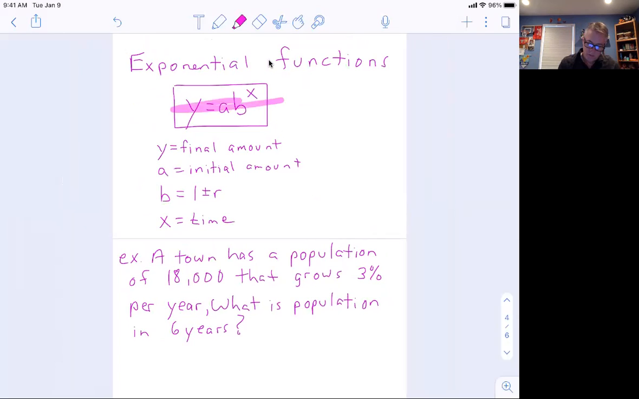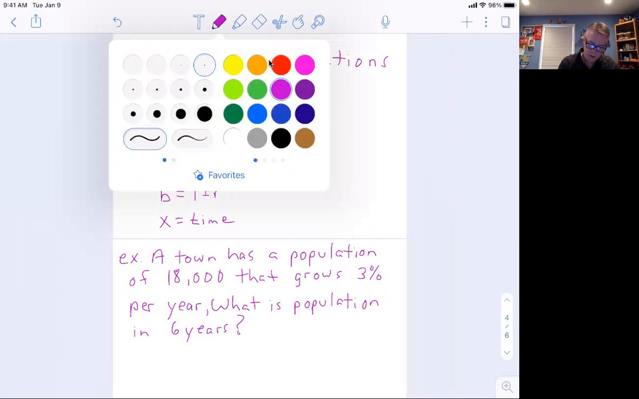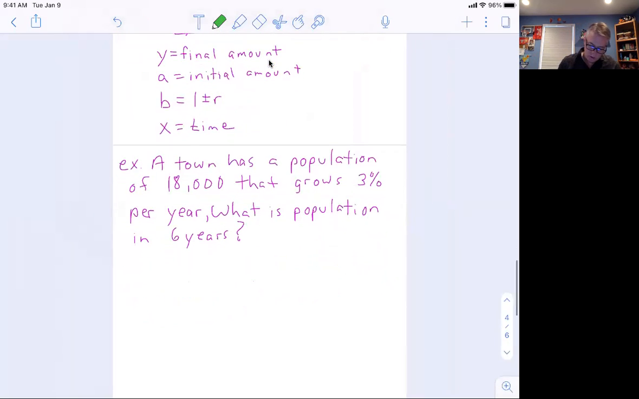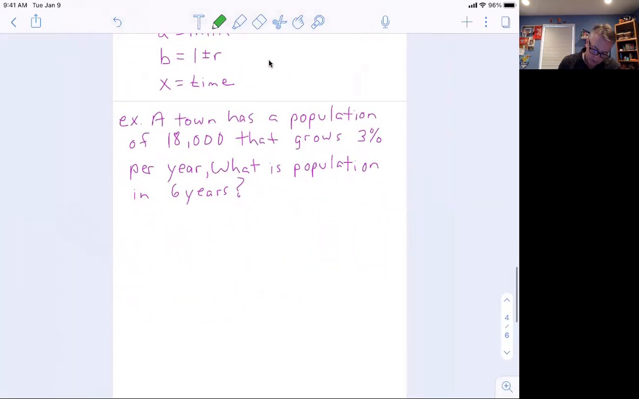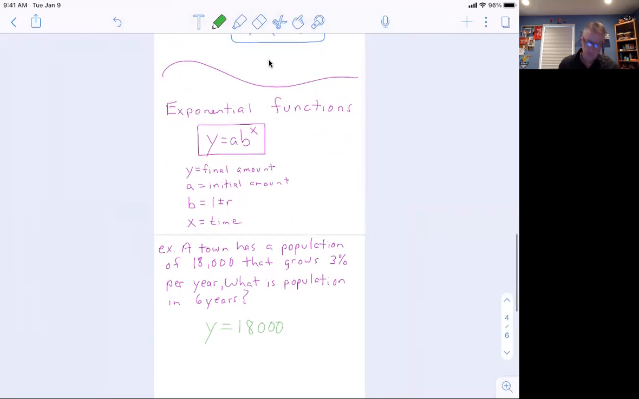We're going to use this formula. We're trying to find the final amount. So we want to write y equals, we want to know the final amount with an initial amount of 18,000. That's our A, right? Our initial amount. Our B is a 3% growth.